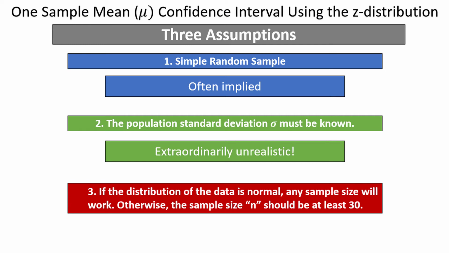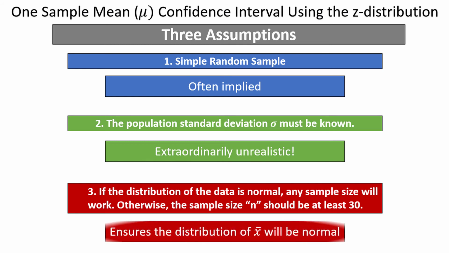Since we are in the classroom and not in the real world, many textbook problems miraculously provide you with the population standard deviation, the thing that's impossible to have. In that case, go forward with the confidence interval, and everything should be just great. The third assumption ensures that the distribution of x bar will be normal, either through having a normal initial distribution or through the central limit theorem if the sample size is at least 30.